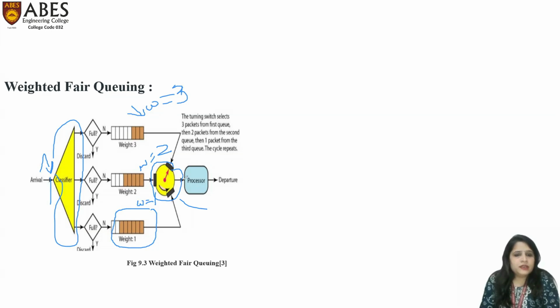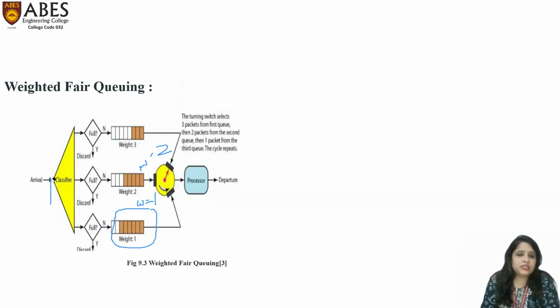Here the weight value W represents the number of packets processed by the processor. So in the first queue, the switch will pick 3 packets. In the second queue, the switch will pick 2 packets. In the third queue, the switch will pick one process and give it to the processor. Now the processor processes these and then they depart. So this is the concept of weighted fair queuing.